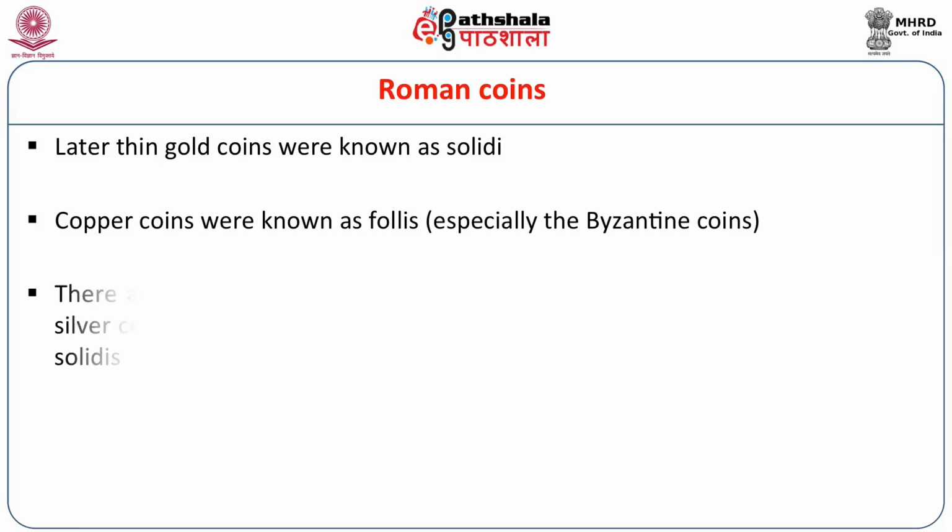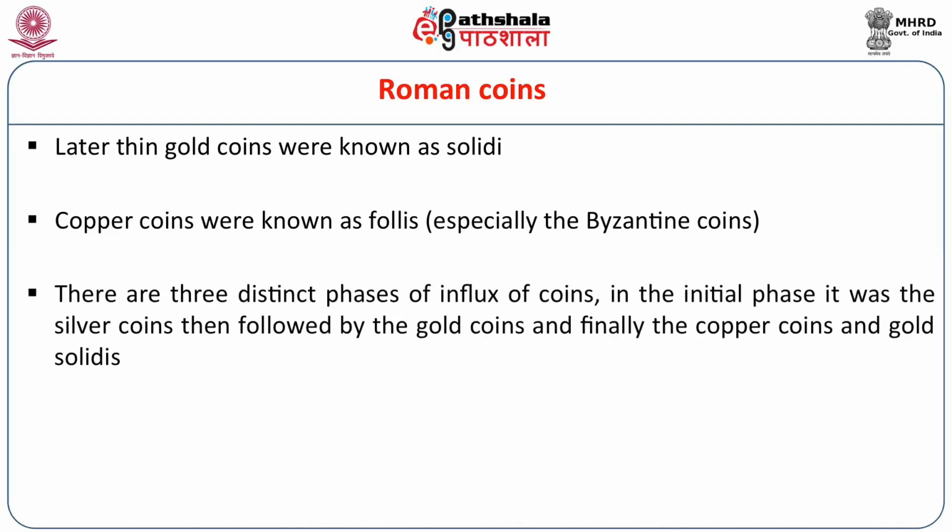to this region. There are three distinct phases of influx of coins. In this initial phase, it was the silver coins, then followed by the gold coins, and finally the copper coins along with the gold solidi. So, we find that the Roman coins actually influenced the coinage pattern of this region, and even in North India, we find the Roman coins influencing the Kushan coins.